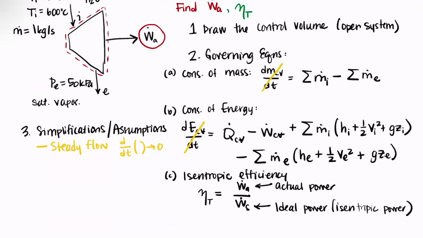The problem also tells us that this is adiabatic. What does that mean? Anybody remember? No heat loss or added heat. So this means that our Q dot CV term is 0. So I can get rid of this guy.